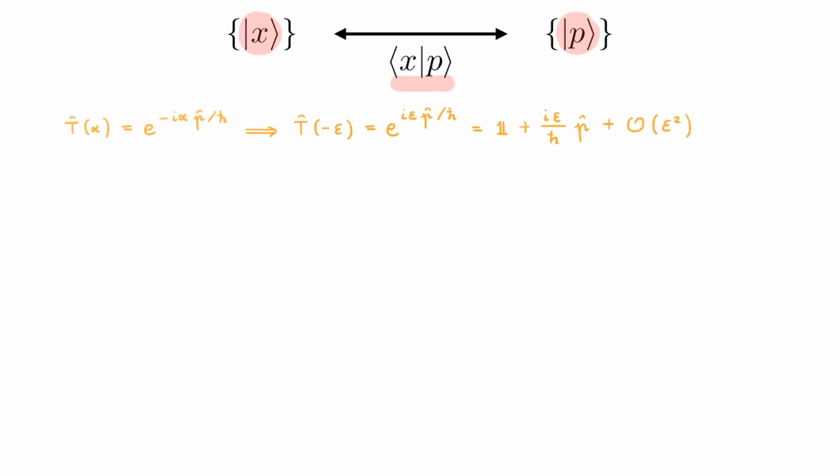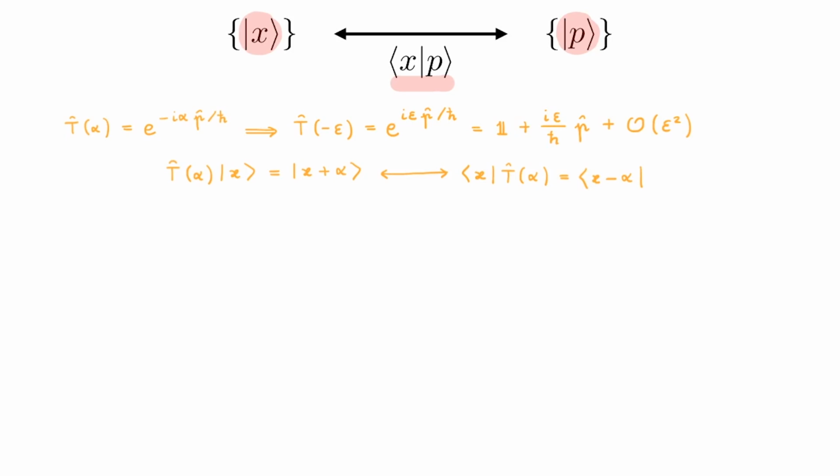The action of the translation operator T alpha on a ket x is equal to another ket x plus alpha, and the corresponding expression in the dual space is such that the bra x times the operator T alpha is equal to the bra x minus alpha. Again, if these results do come as a surprise, check the video linked in the description for more details.